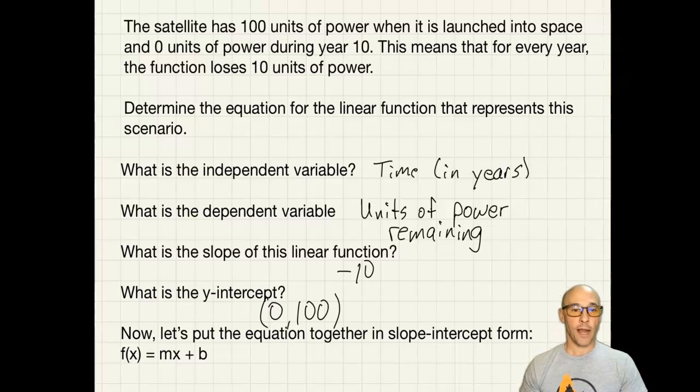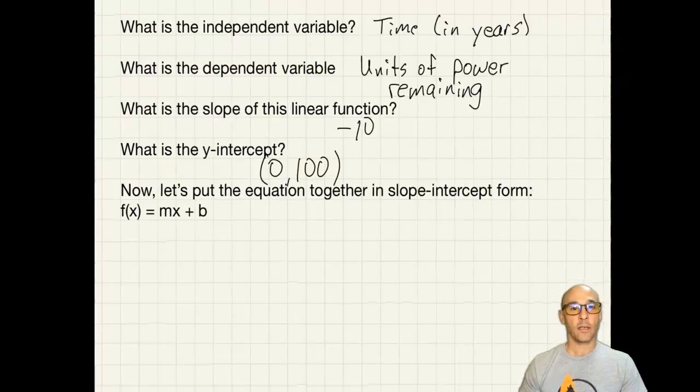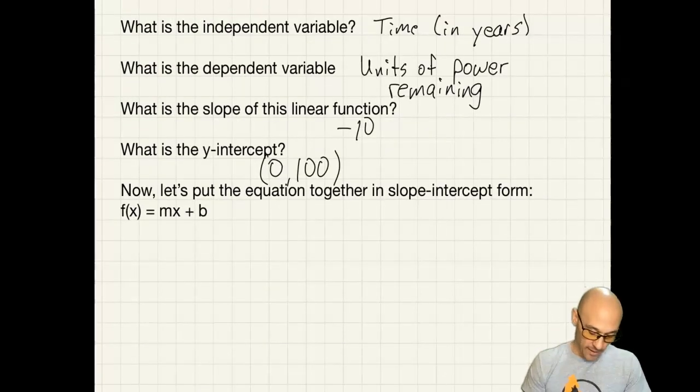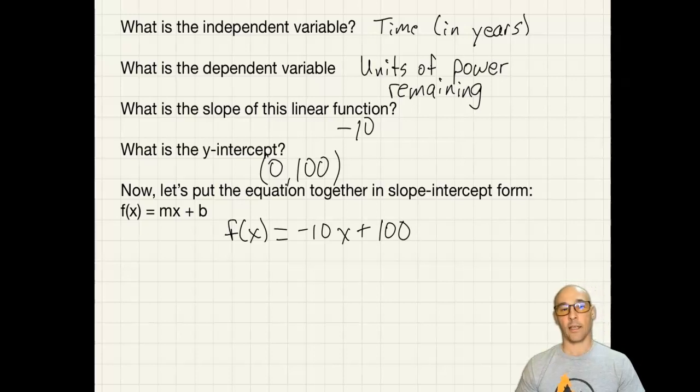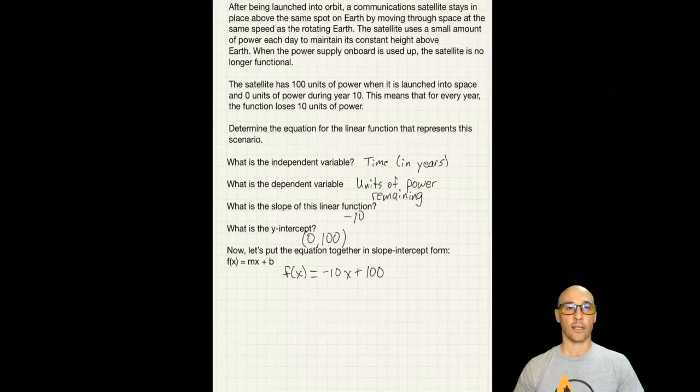And now if we're going to write an equation for this, we have f of x is equal to our slope, -10, x, and we have a positive 100 y-intercept. And that is the equation, the slope-intercept form of the equation in function notation. So that is our second example.